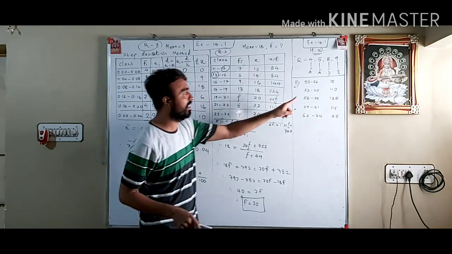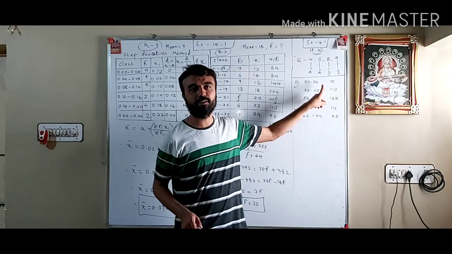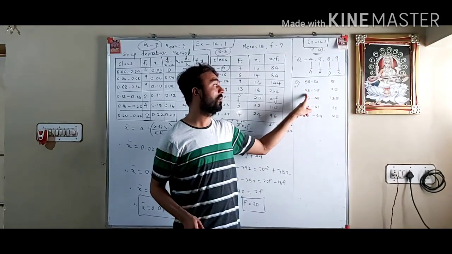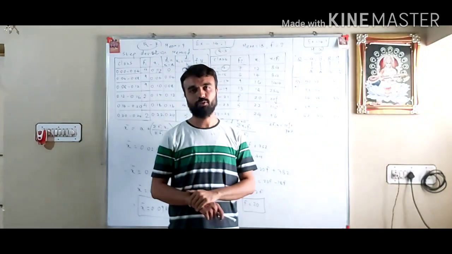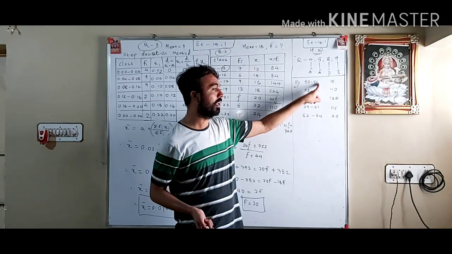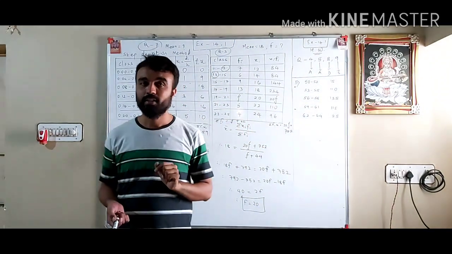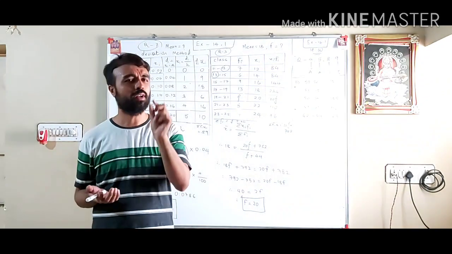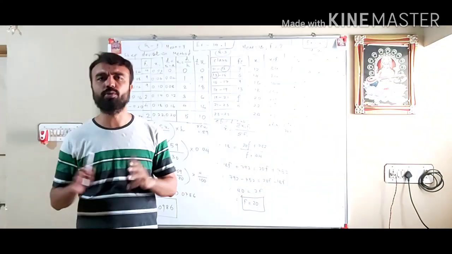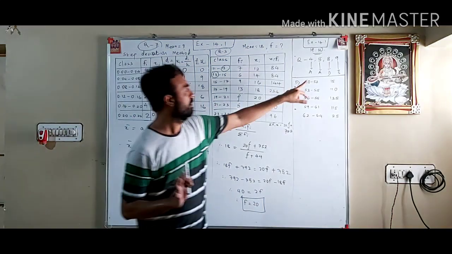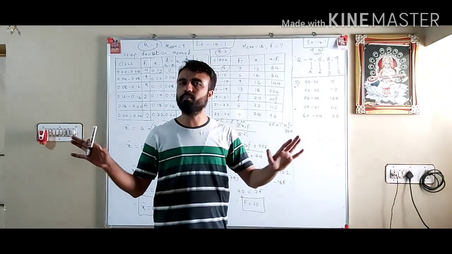But if you look here, first is 50 to 52, second is 53 to 55. So there is a gap. First ending 52, second starting 53. So there is a gap. Now what to do? Only one small change you need to do. Other than that, in the assumed mean method, the full sum is the same.